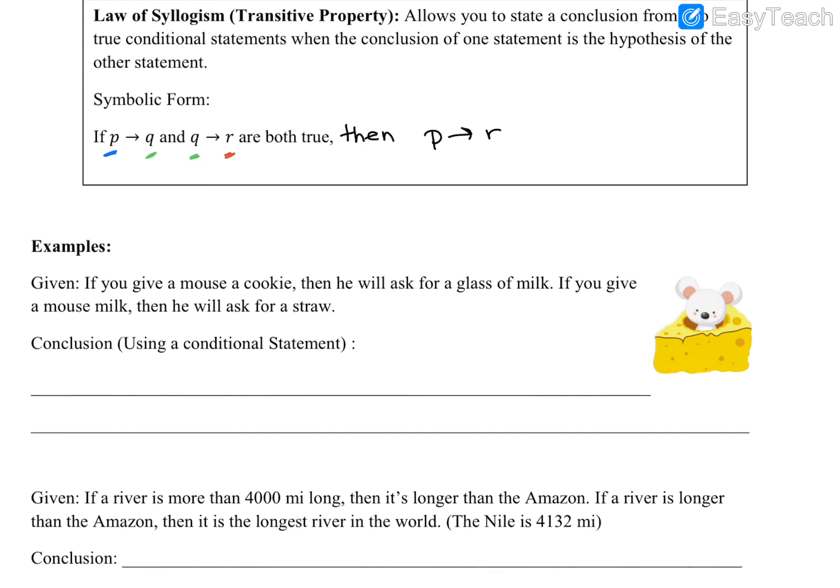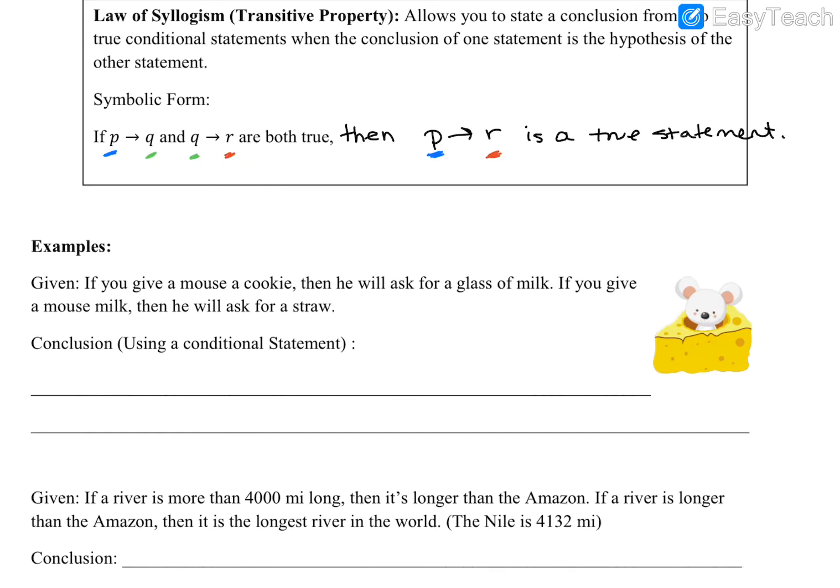is that P goes directly to R. You don't have to go through that in-between Q part, because if P happens, then Q is going to have to happen, and if that's happening, R has to happen. So you can go directly from P to R, and we'll know that P to R is a true statement.